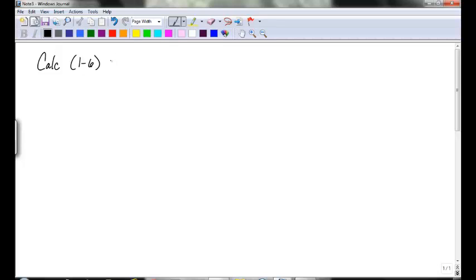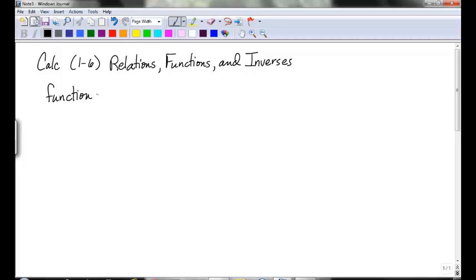Okay, this is on relations, functions, and inverses. And this is like the first day of notes on this section 1.6. We'll probably spend 3 days on 1.6. First, and I know we've already talked about it this year, but let's go through it again.